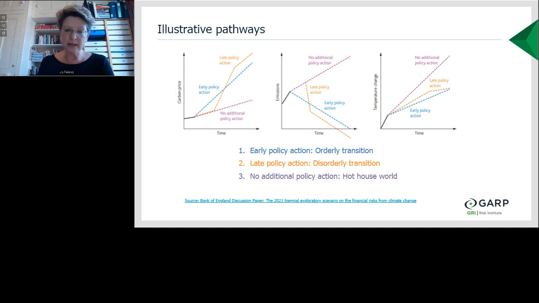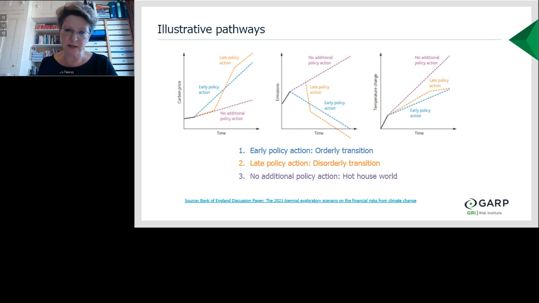So on this slide, you'll see three illustrative pathways, which we've taken from the Bank of England. And I think a number of you will be familiar with them. And they show you possible future pathways for policy. That's proxied by the carbon price on the left-hand chart, on emissions in the middle, and then what the resulting temperature change is on the right-hand one. And you can see there are three stylized pathways here.